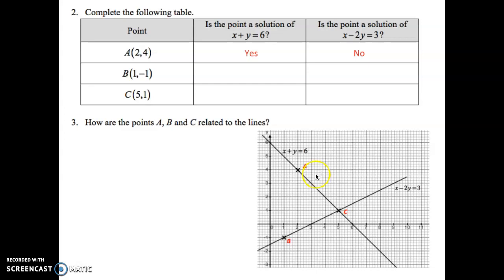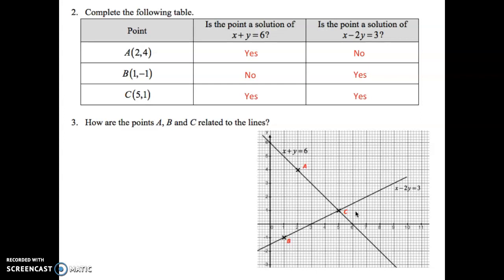Whereas for point B, which is down here, it lies on the line x minus 2y equals 3, but it does not lie on the line x plus y equals 6. For point C, which is over here, you notice that it lies on both the lines. So we'll answer yes to both the lines.